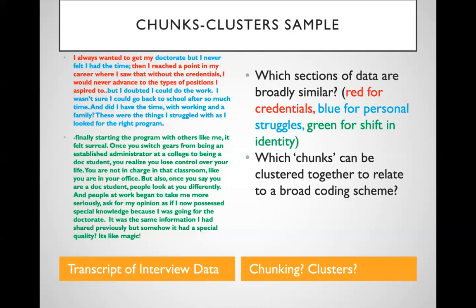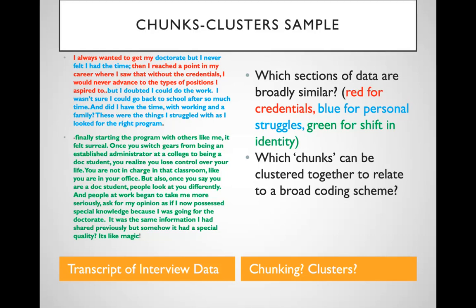So we were looking at the same interview script. And now we can chunk or cluster. No? For example, we can color code already. And let's look at the side that will say which sections or data are broadly similar. Like we can speak of red for those that spoke about credentials, blue for personal struggles, and green for the shift in identity. So which chunks, therefore, can be clustered together to relate to a broad coding scheme is something that we need to ask.